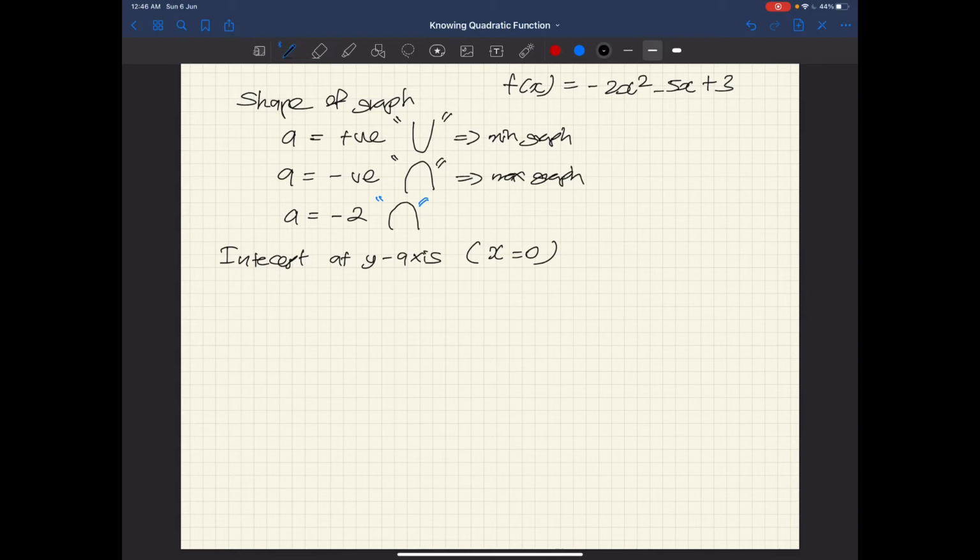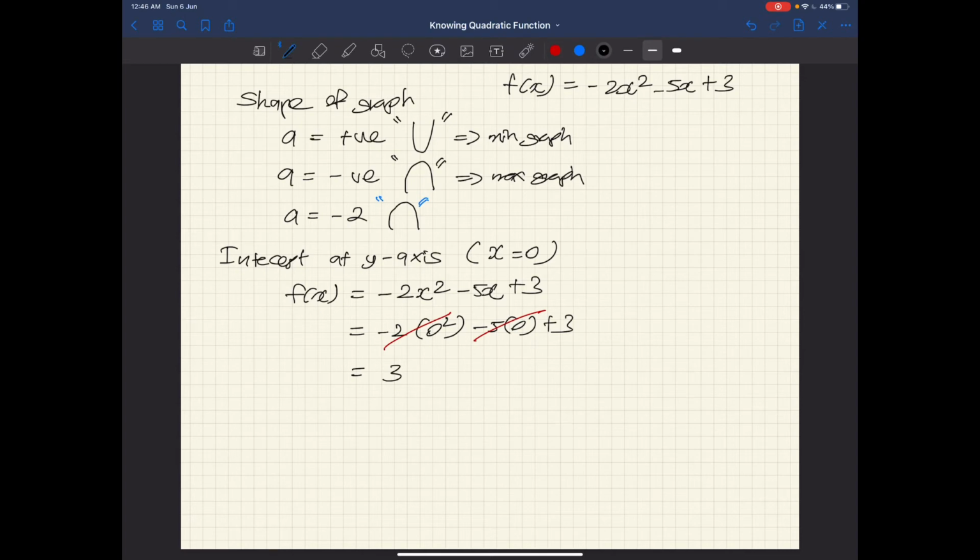Alright, so let's set your x equal to 0, and before that let us write this equation. f(x) equals negative 2x squared negative 5x plus 3. So I set my x equal to 0. So what's going to happen here? Negative 5 times 0 plus 3. All these terms are going to cancel out since you have a 0 there in the equation, and you just end up with 3. So 3 is the point where it will intercept your y-axis.